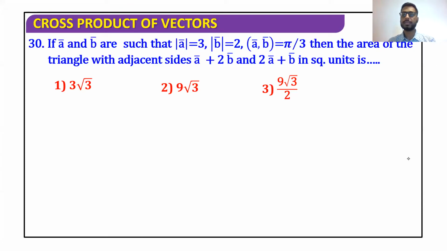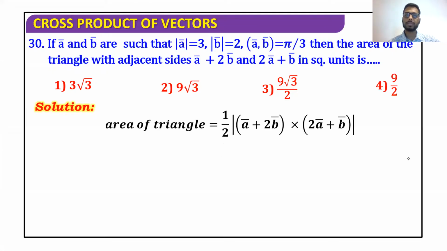A and B are given to me. Also my theta angle is given between these two vectors, which is pi by 3, so 180 by 3. Area of triangle is to be found out, which is having my sides, this and this. So we have a formula for area of triangle. Area of triangle is nothing but half into the cross product of sides, and sides are also given. So just substitute the values, this and this.